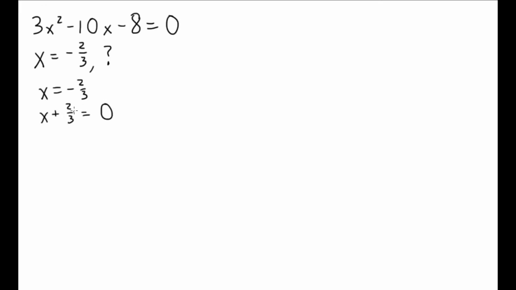But what we don't want to do is have a divisor here with a fraction in it. So what we can do is multiply both sides of this equation by 3 in order to get rid of the denominator. So we'll have 3x plus 2 equals 0. 0 times anything is obviously still 0. So this is actually the divisor here that we're going to divide the equation by. So now let's go ahead and do that. So we're going to divide 3x plus 2 into 3x squared minus 10x minus 8.